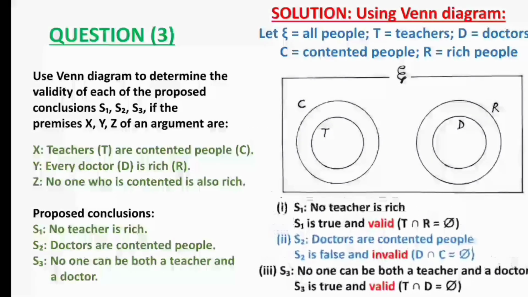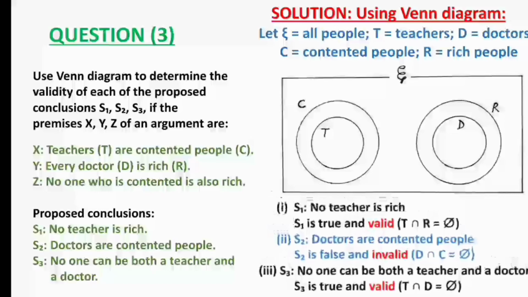Now, talking about knowing if the conclusion is valid or not, the first conclusion S1 says no teacher is rich. From the diagram, of course, S1 is true, because the circle for T, teachers, has no dealing with the circle for R, which is rich. So the intersection of T and R is an empty set. So the first conclusion is valid.